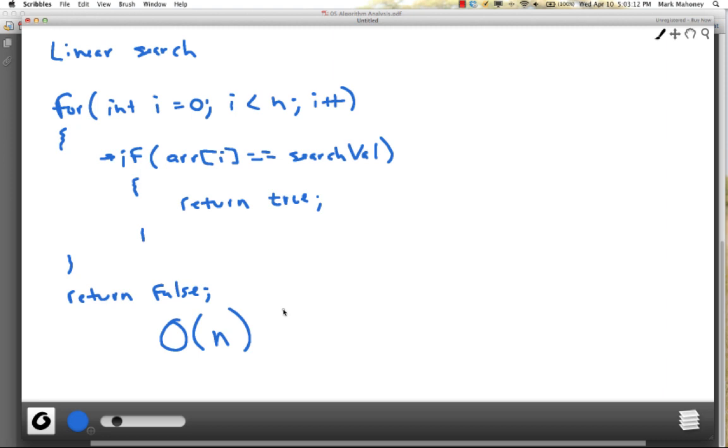Now, binary search works on a sorted array. So remember, this linear search was a linear search of a sorted array. If they're not sorted, we can't use binary search. But if we do have a sorted collection, we can use the binary search algorithm, which looks something like this.